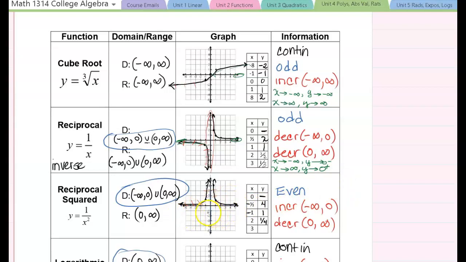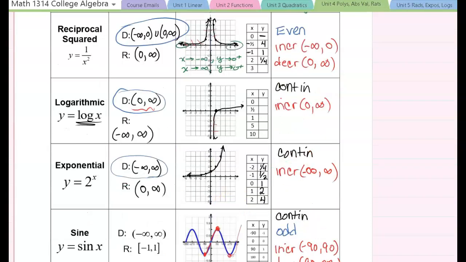So let's take a look at this one over here. We can see as x goes to negative infinity, our y value, I'm going to write it right here. As x goes to negative infinity, our y values are going to 0, and they're going from above. And as x goes to positive infinity, our y values are going to 0 also from above. So we can see that right here.